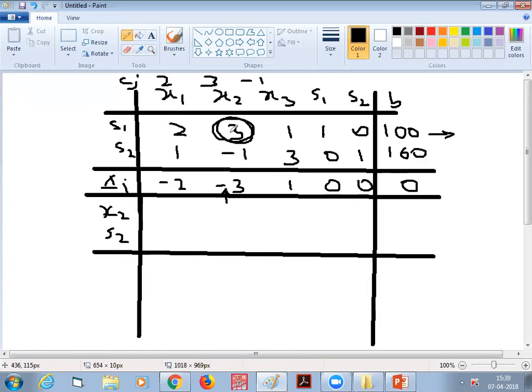All right. Now, this time the pivot is not equal to 1. So we have to make this 1. We divide all entries in the pivot row by 3. So this will become 2 by 3. 3 by 3 is 1. 1 by 3 here. 1 by 3 here. 0 and 100 divided by 3.